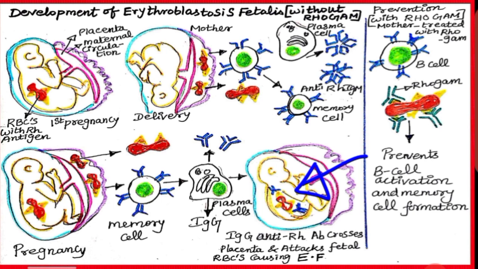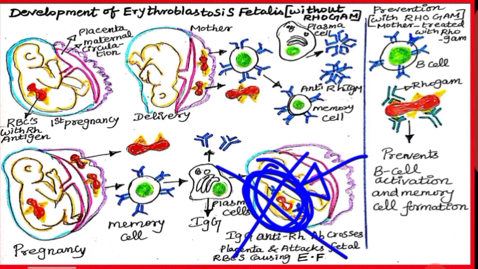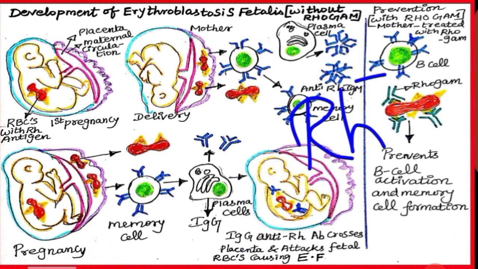When entering the child's system, these antibodies will attack the Rh positive blood cells of the child. This results in the child's death. Thus, in this condition, for the second pregnancy, the mother can only give birth to a live child if the child is Rh negative. As we already studied, there is a 25% chance of getting an Rh negative child. If the child is Rh negative, there is no problem at all. If the child is Rh positive, which has a 75% chance, definitely the child will die.